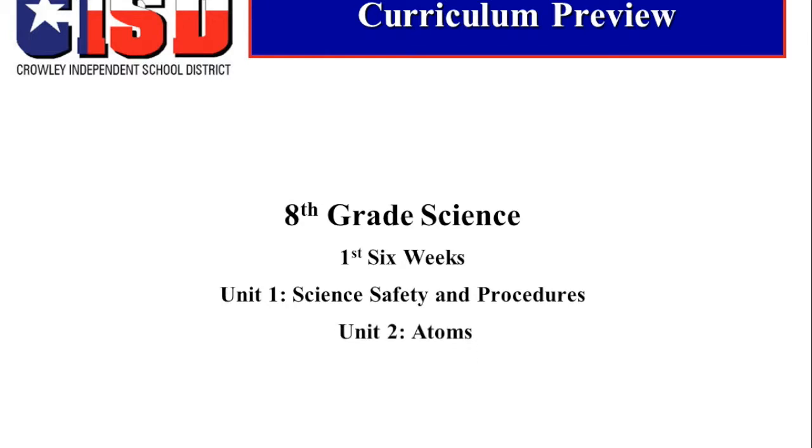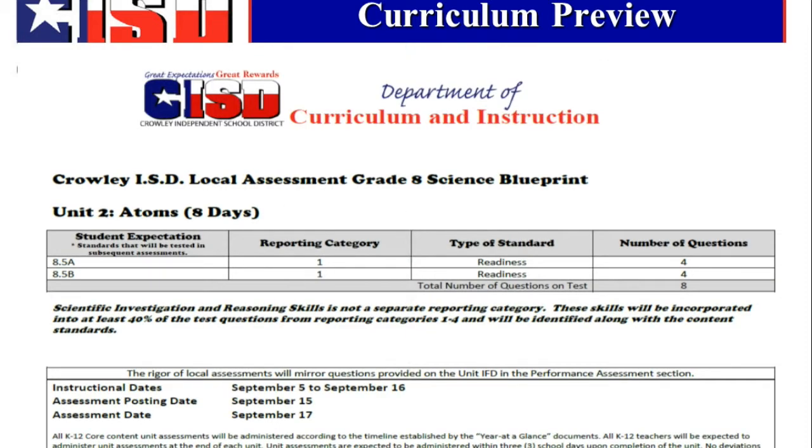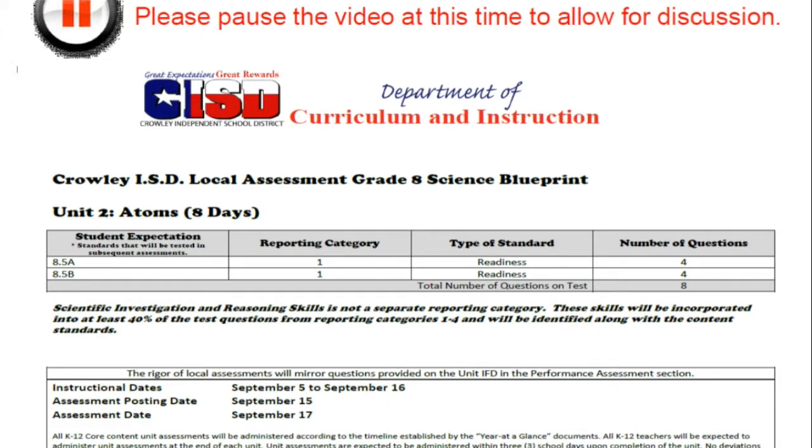Unit 2, Atoms, and Unit 3, Periodic Table, will be taught and tested during this 6 weeks. Please pause for a moment to review the Unit 2 Local Assessment Blueprint. As you can see, 8 instructional days will be utilized for Unit 2. The district has allowed for 3 days at the beginning of the 6 weeks for beginning of the year procedures. September 5th through September 16th are instructional days for Unit 2.